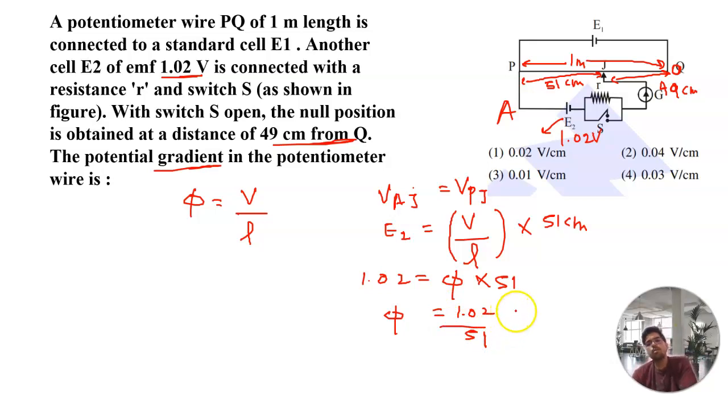So what is the answer? Simply tell me. It's a very easy question. Just solve this and tell me the answer. How much? 1.02. Take this as 50 and assume 51, approximately 51 twos are. So it is 0.02 volt per centimeter.